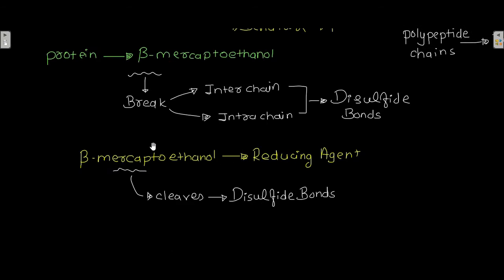Now, along with SDS, the proteins are also subjected to beta-mercaptoethanol to break the interchain and intrachain disulfide bonds. The interchain and intrachain disulfide bonds which are present in the protein structures are broken by the beta-mercaptoethanol. This beta-mercaptoethanol is a reducing agent that cleaves the disulfide bonds.